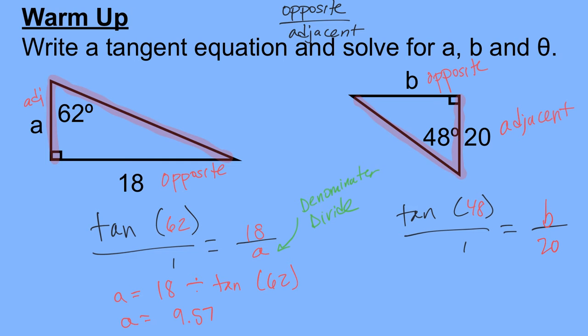Now, the shortcut trick for this is that if your variable is on the top, then you're going to do a times problem or a multiplication problem. So to get this answer, I'm going to do B is equal to 20 times the tangent of 48. And I believe my answer for that is 22.21.